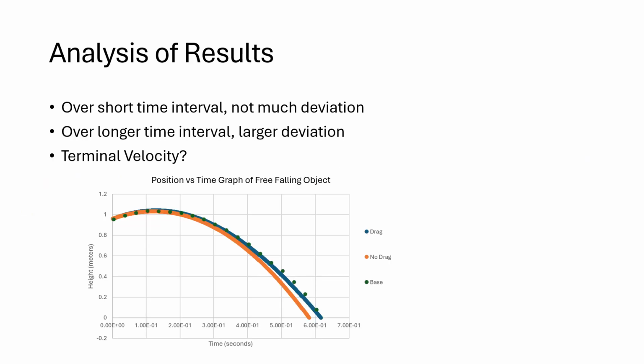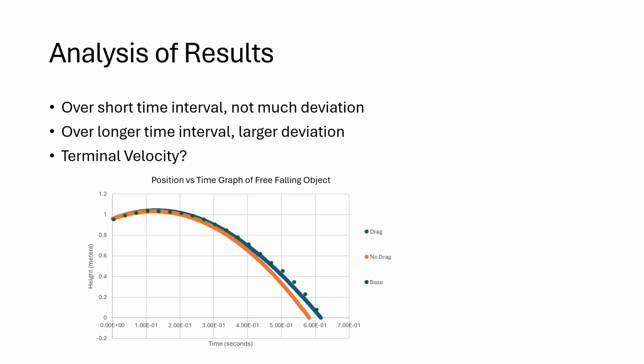As we can see here in our analysis of results, we have our base Tracker data graphed along with our 2 computational models. The base one is shown in green, and we plotted each of our points found in Tracker. The orange one is the one where we only calculated the force of gravity acting on the ball, and the blue one is the one where we calculated the force of both gravity and drag. We could see that over a short time interval, there's not much deviation between the results, but as more time passed, there is a larger deviation between each of the results.